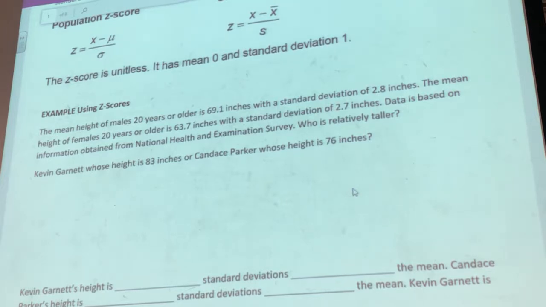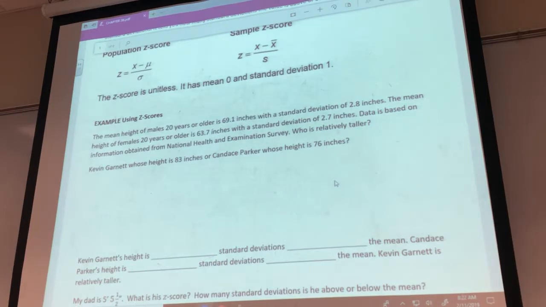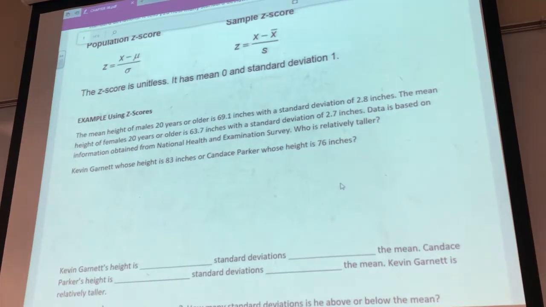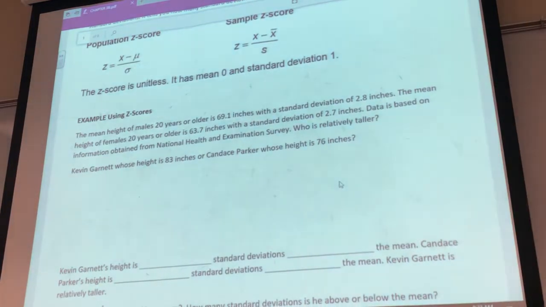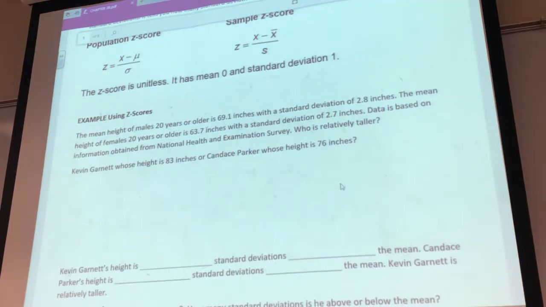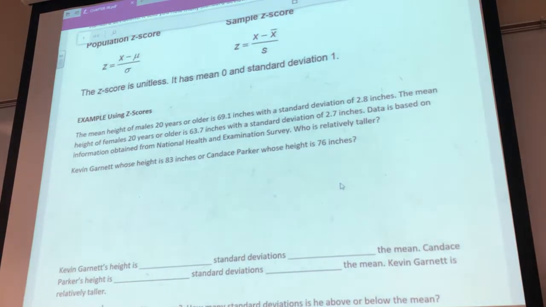So they tell us the mean height of males is 69.1 inches, and the standard deviation is 2.8 inches. But for females, the average is 63.7 inches, and the standard deviation is 2.7 inches. And then they ask you who is relatively taller. Kevin Garnett is 83 inches, Candace Parker is 76 inches. Both of them are tall. Kevin Garnett is taller than Candace Parker, but relative to their genders, who is going to be taller? We're going to calculate the z-score to figure that out.